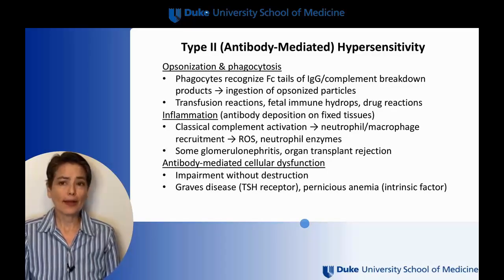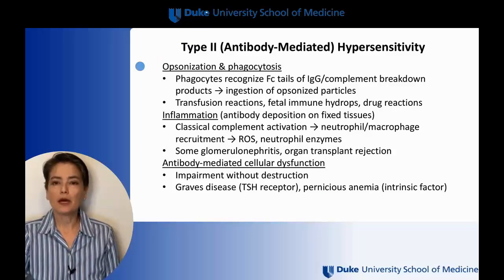Now there are three ways that antibodies can cause damage. The first will be antibodies acting as opsonins and stimulating phagocytosis. So as you know from immunology, phagocytes are going to recognize the Fc tails of our immunoglobulin as well as our complement breakdown products. And when phagocytes recognize these through their receptors, they will ingest these opsonized particles and destroy them. Examples of this include transfusion reactions, fetal immune hydrops, which we talked about last week, and drug reactions.